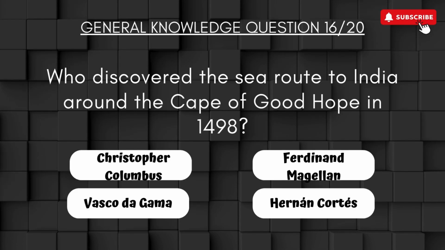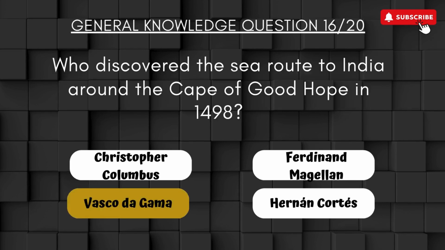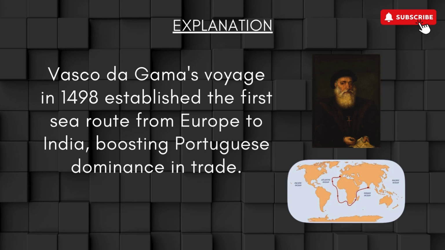Who discovered the sea route to India around the Cape of Good Hope in 1498? Vasco da Gama's voyage in 1498 established the first sea route from Europe to India, boosting Portuguese dominance in trade.